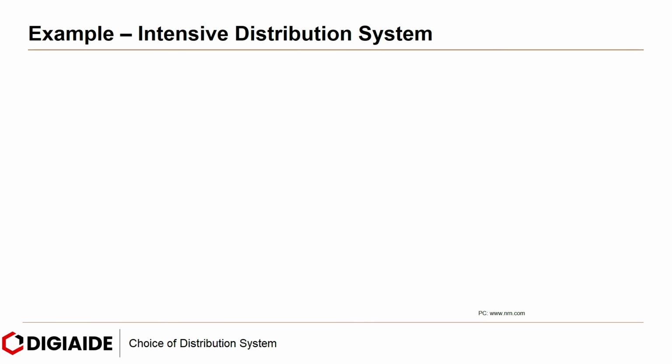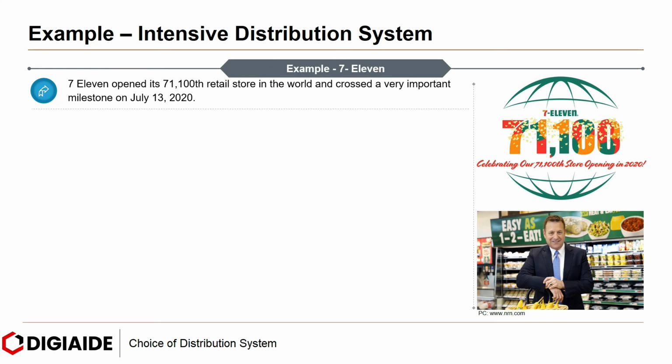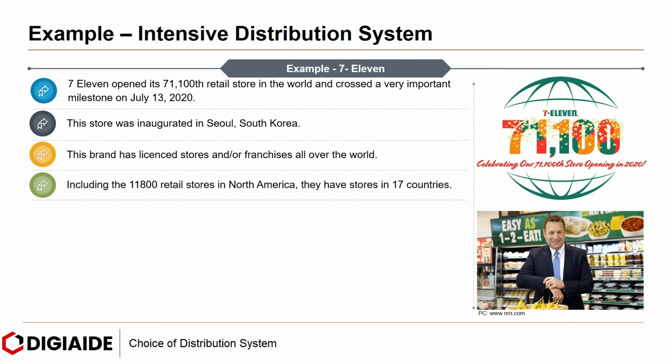Let's look at an example of intensive distribution system, in this case the brand 7-Eleven. 7-Eleven opened its 71,100th retail store in the world and crossed a very important milestone on July 13, 2020. The store was inaugurated in South Korea. The brand has licensed stores and franchises all over the world, including the 11,800 retail stores in North America. They have stores in 17 countries.